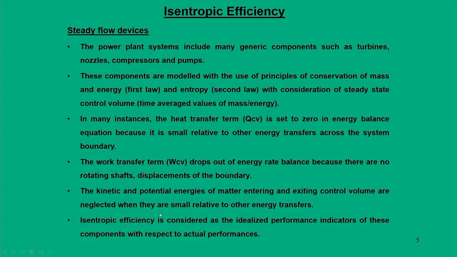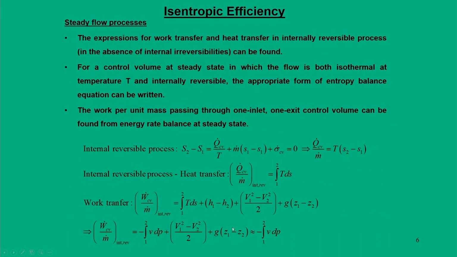So, for all this component analysis, if we neglect this term, we can define a term called isentropic efficiency, which is considered as the idealized performance indicator with respect to the actual performance of the component. All these components use steady flow equations, and the analysis is done through a control volume, and when I say control volume, there is a possibility of mass transfer as well as energy transfer.